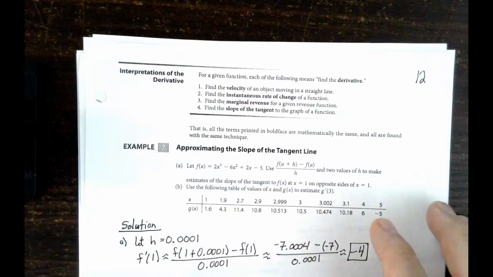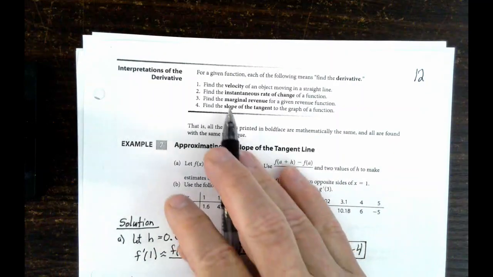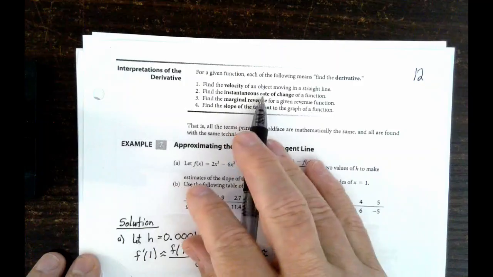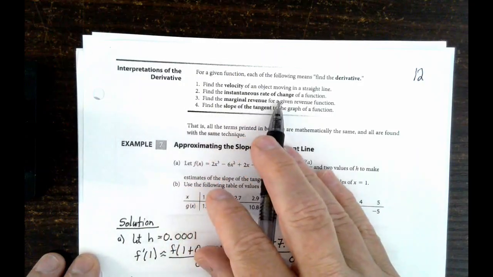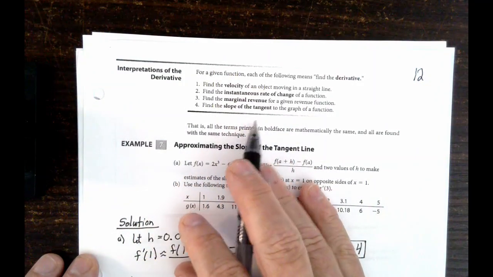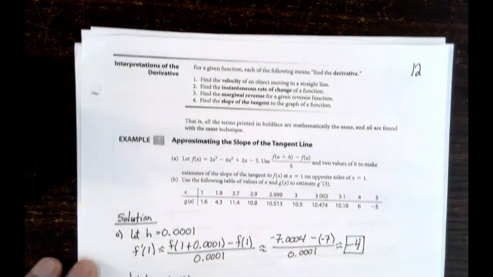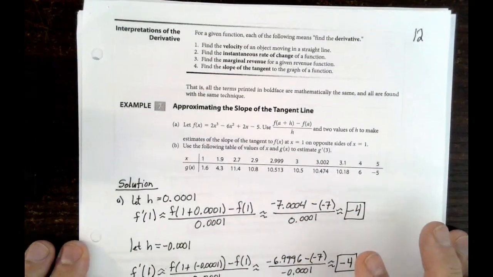So what are the different ways of talking about the derivative? All of these are equivalent: finding the velocity, finding the instantaneous rate of change, finding the marginal revenue, finding the slope of the tangent line. All of those mean exactly the same thing.